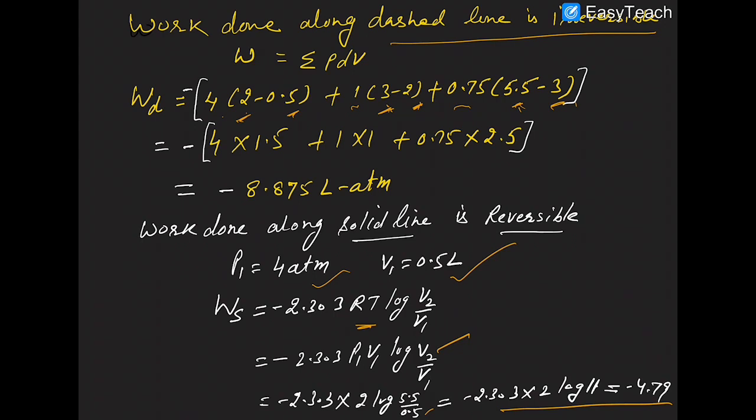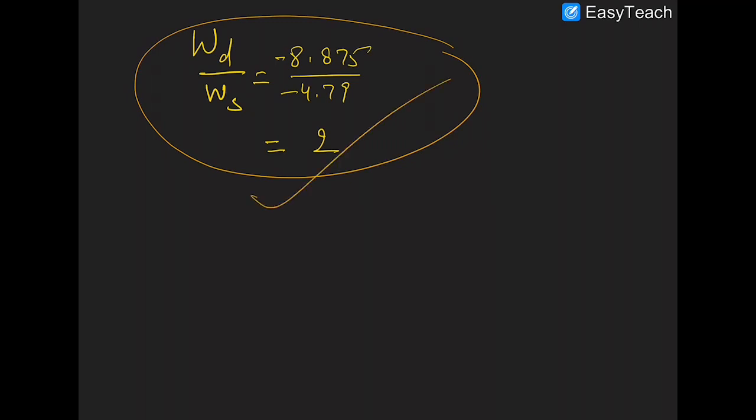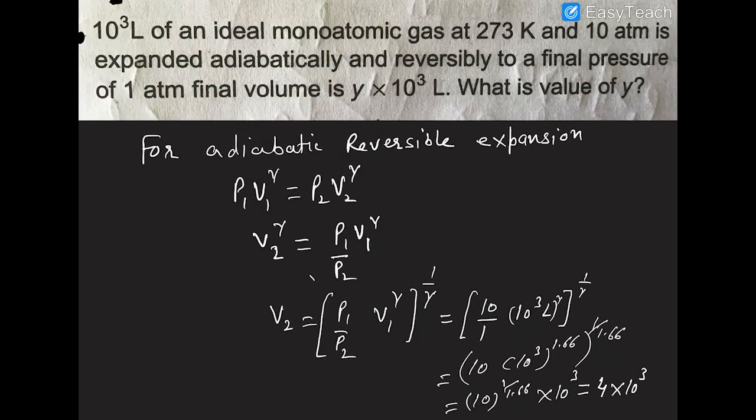So when you have a value of 4.79, and another value is 8.8, these two values are taken and put in a ratio. So W dashed line by W solid line will be minus 8.8 divided by minus 4.8. It comes out to be nearly 2. Next question is also very interesting.